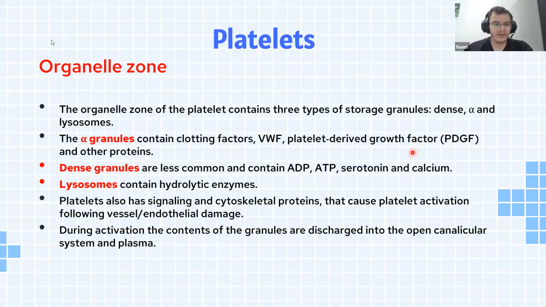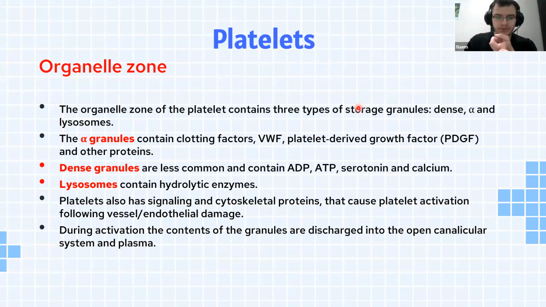Now we're going to talk about the second zone, which is the organelle zone. Again, there's not a lot to explain here. It's mostly memorization, but I will try to do my best. For the organelle zone in the platelet, we have three types of storage granules. You know what a granule is, right? It's basically a big circle inside cells that acts as storage. So in the platelets, we have three types: alpha granules, dense granules, and lysosomes.